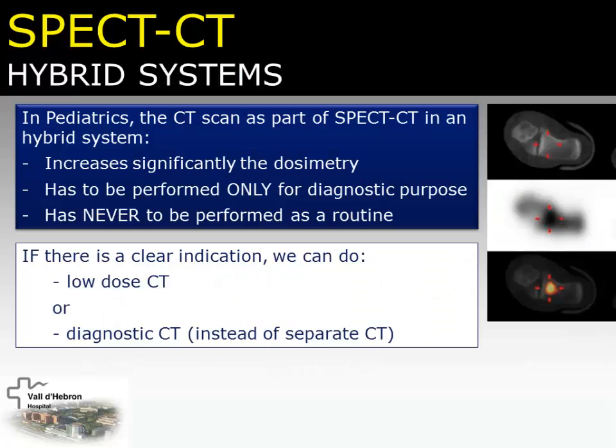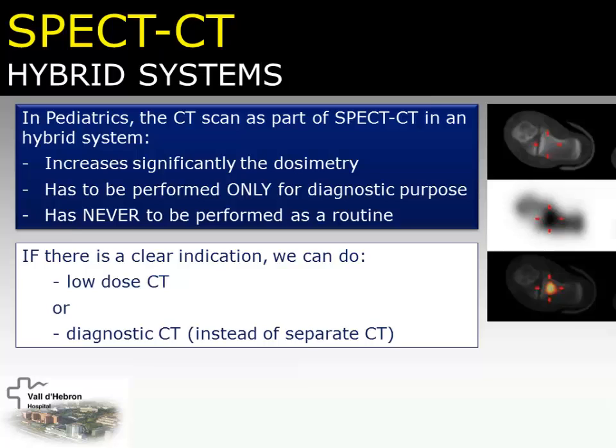In pediatrics, the CT scan as part of the SPECT-CT in a hybrid system increases the dosimetry significantly, as well in SPECT-CT as in PET-CT. And that means that we have to perform SPECT-CT only for diagnostic purpose and never as a routine. If there is a clear indication, then we can do a low dose CT as part of the SPECT-CT, or a diagnostic CT instead of a separate CT if we have a device prepared to obtain a diagnostic CT.